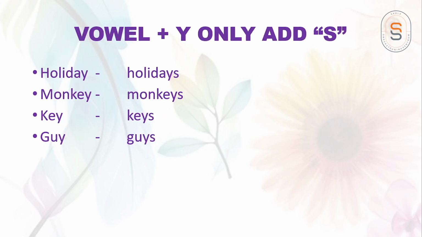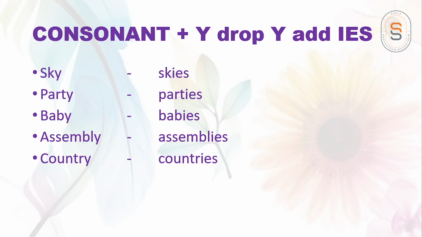So let's go back. If it's a word ending on a vowel and a Y, you only add an S. So a vowel and a Y, only add an S. If it's a consonant and a Y, you drop the Y and you add IES. Please remember that is very important because they catch you every time with words like these.